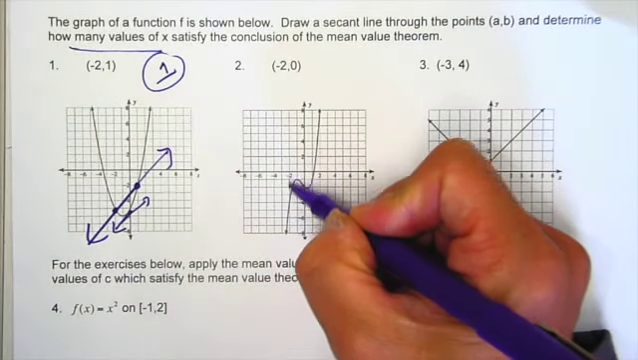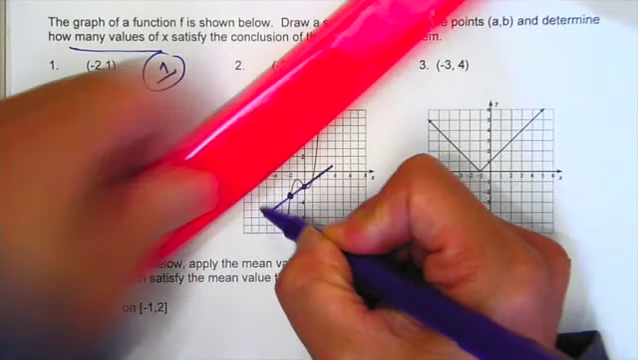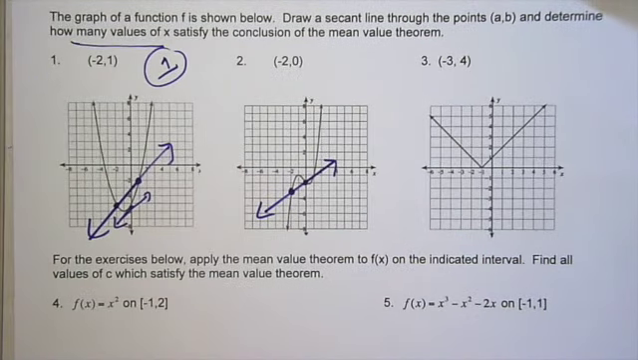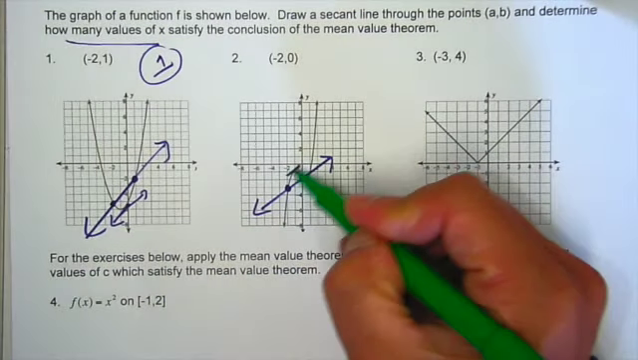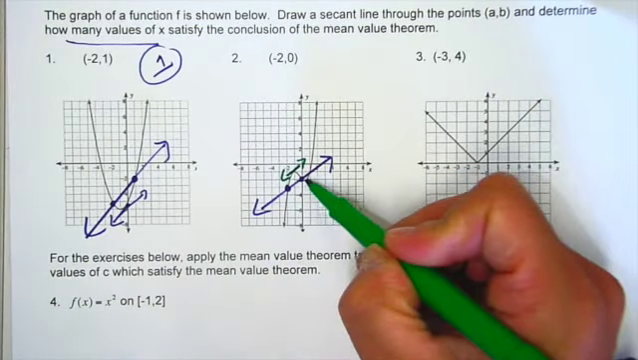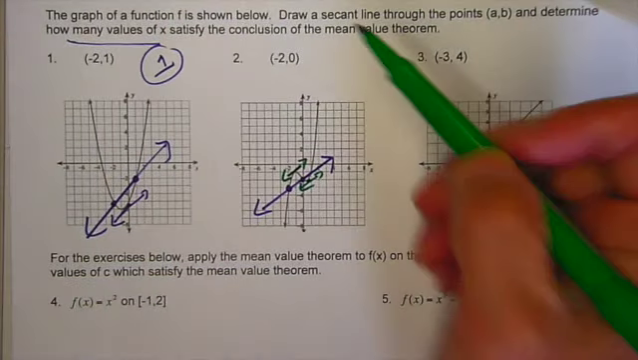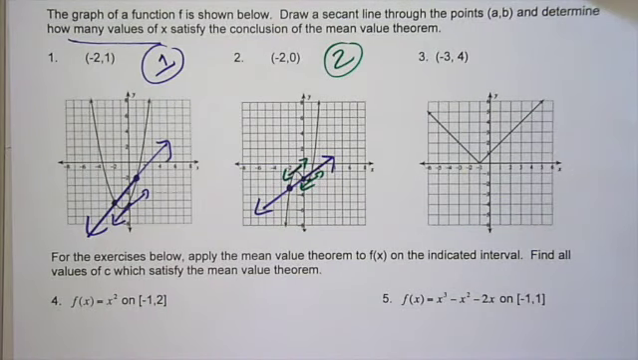Negative 2 is here, 0 is here. So there's my secant line. So how many places does it look like there's a tangent line with the same slope? I would say I can probably draw a tangent line here that has the same slope, and it looks like somewhere down here there's another place with the same slope. So I would say 2 places where the slope of the secant is equal to the slope of the tangent.